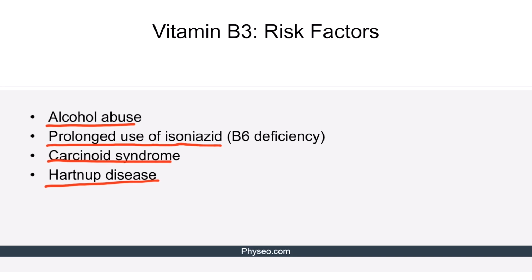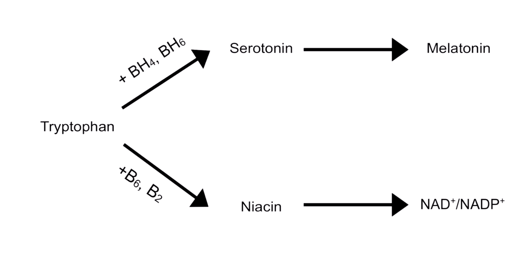Tryptophan is also an essential element in the formation of vitamin B3. Therefore, conditions like carcinoid syndrome and Hartnup syndrome, which are associated with tryptophan deficiency, can ultimately lead to a vitamin B3 deficiency. Let's examine these relationships on the next slide. Tryptophan with vitamins B6 and B2 forms niacin, which is a component of NAD/NADP.